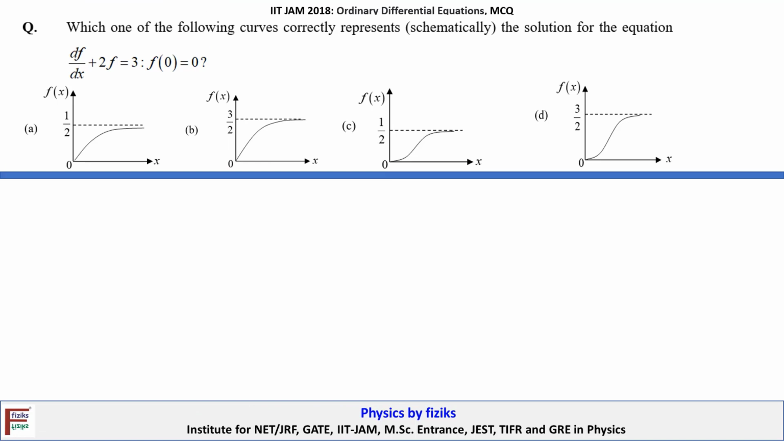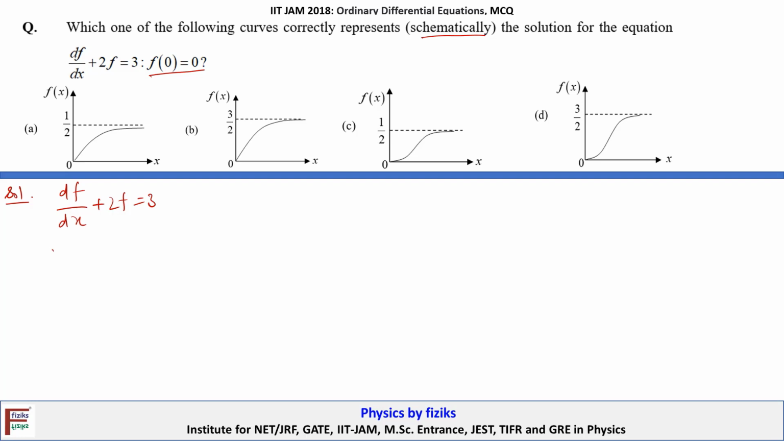Which one of the following correctly represents symmetrically the solution of the equation df by dx plus 2f is equal to 3, such that f at x is equal to 0 is 0? Here the differential equation given to us is df by dx plus 2f is equal to 3, and on observing this differential equation, we can solve it using the variable separation technique, because it can be easily separated variably.